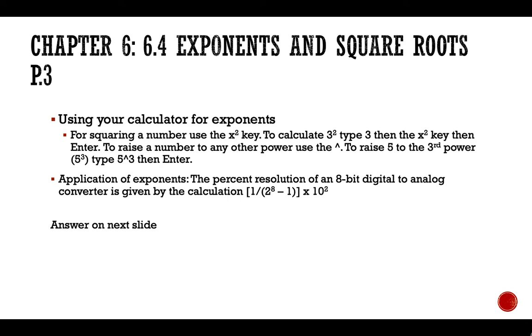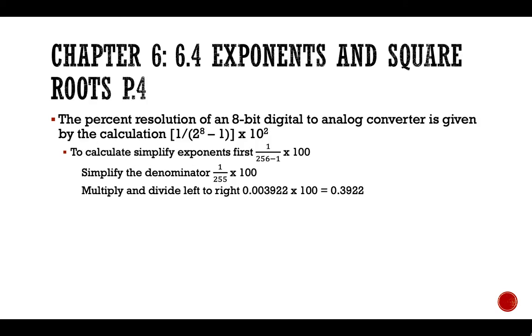The percent resolution of an 8-bit digital to analog converter is given by this calculation. Try it on your own, and then we'll go through the answer. To calculate, simplify exponents first. Your problem, 1 divided by (2 to the 8th minus 1) times 10 squared. You're going to simplify what's inside the parentheses first. Inside the parentheses is 2 to the 8 minus 1.